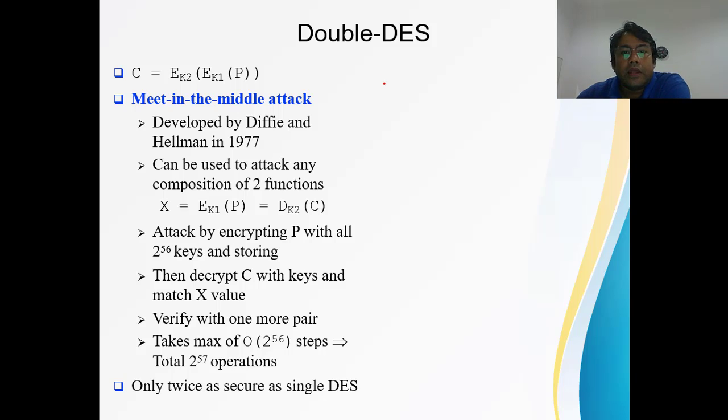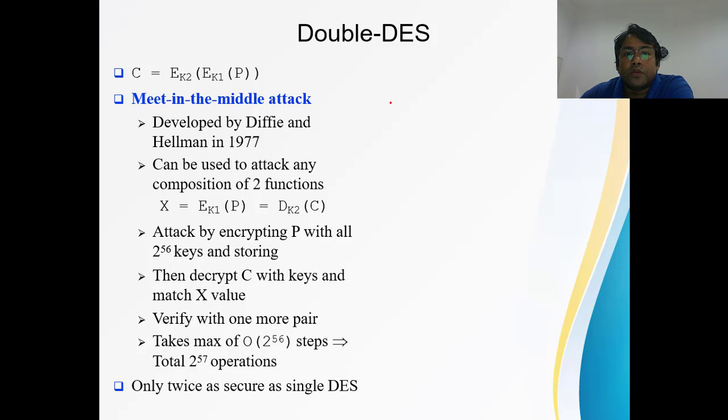The idea behind proposing double DES is that since DES only has a 56-bit key, if we encrypt any plain text 2 times using DES with 2 different keys, it will increase the security. That's why this is called double DES. Now, how can we do that?